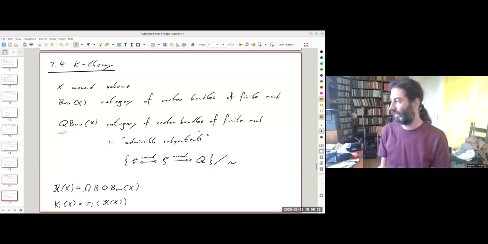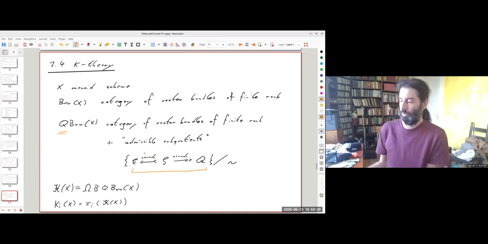The objects are vector bundles. The morphisms are admissible subquotients. So we take a normal subbundle S of E and a normal quotient Q, and we divide out by isomorphisms on S. So this would be morphisms from E to Q.